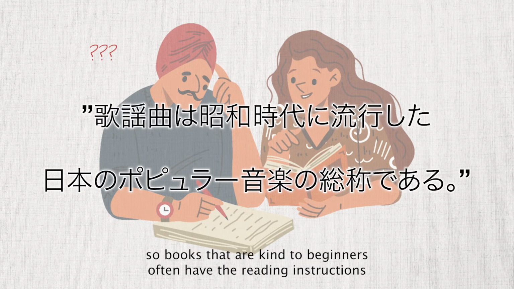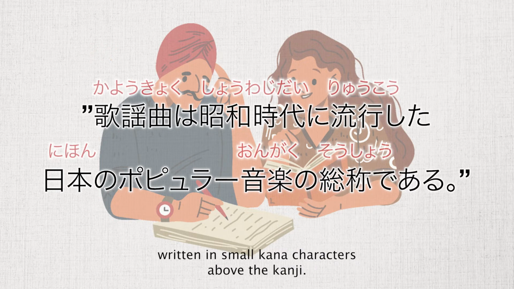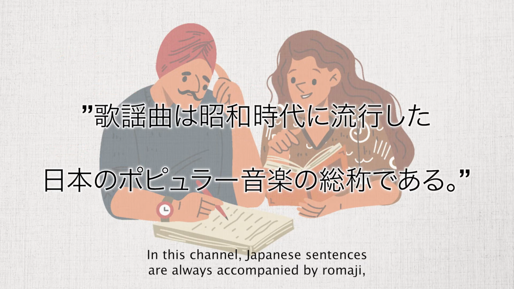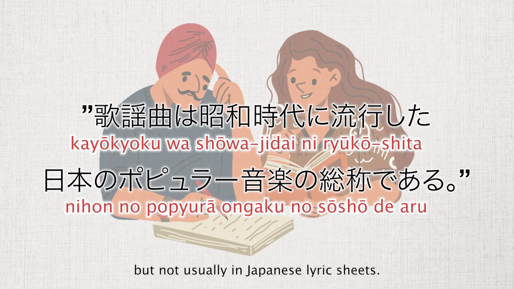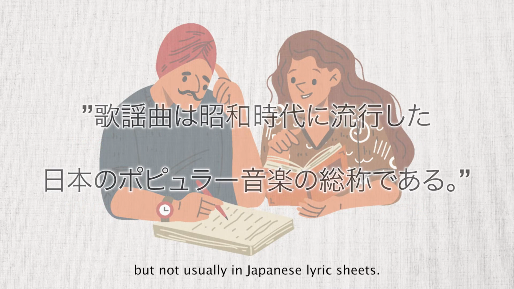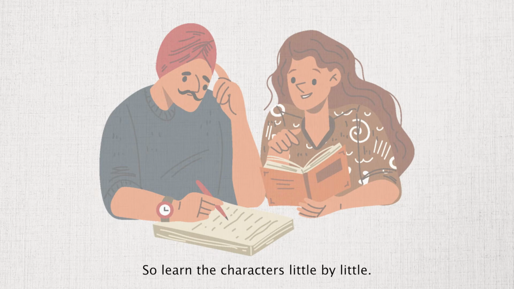So books that are kind to beginners often have the reading instructions written in small kana characters above the kanji. In this channel, Japanese sentences are always accompanied by romaji, but not usually in Japanese lyric sheets. So learn the characters little by little.